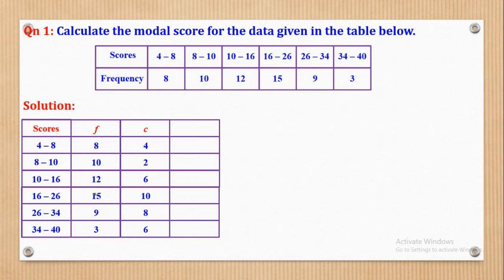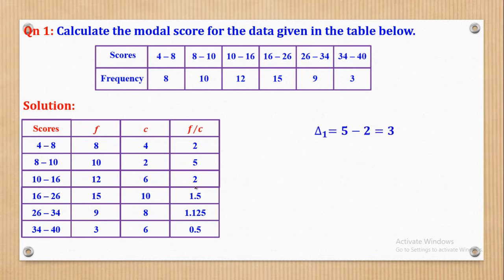Okay, now that we have frequency and class width, we can get frequency density by dividing the two. So this divided by this gives you 2, this divided by this gives you 5, this divided by this gives you 2, this divided by this gives you 1.5, this divided by this gives you 1.125, and this divided by this gives you 0.5. Okay, so now that we have our frequency density and class boundaries, we can calculate.